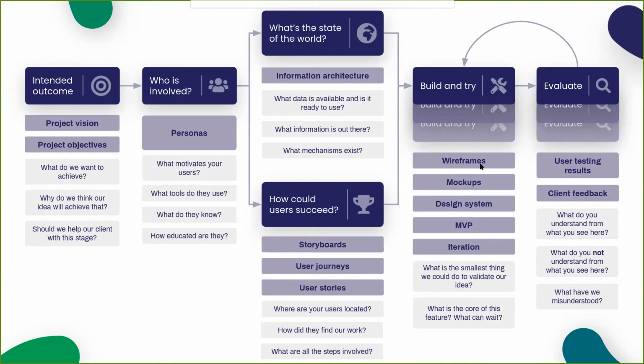And this kind of shows you an idea of fidelity. You can start with wireframes, you can go up to mockups. Design system is something that once you sort of have something here, you can start putting a design system together. And then I messed up prototype. You can have a prototype and then an MVP, and then iterate on those. What is the core feature? If you're adding a feature, what's the core of this? And what can we actually leave until later?